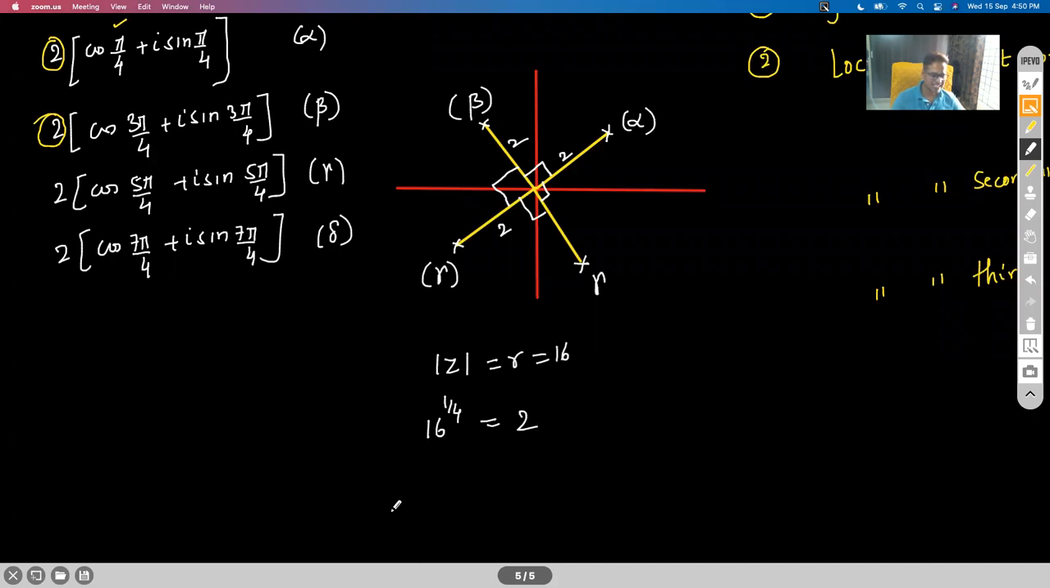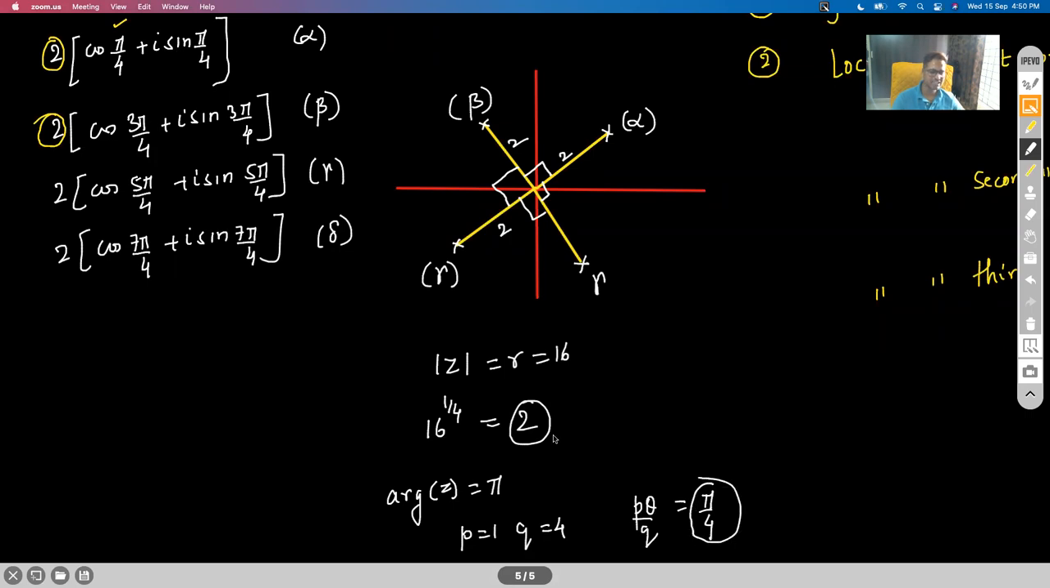Okay. The argument of this complex number was pi. Of course, p was 1. So p theta by q will become, p was actually 1, q was 4. So p theta by q would actually become pi by 4. So if you see, the first complex number was located at a distance of 2 from the origin and at an angle of pi by 4.